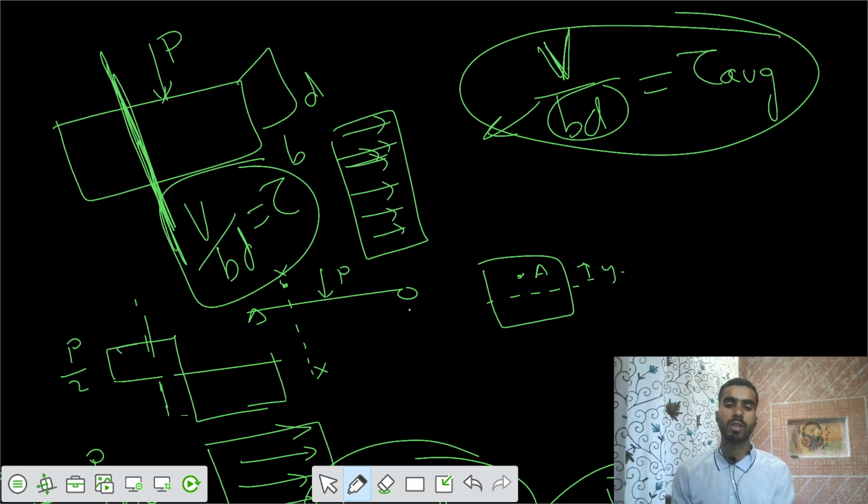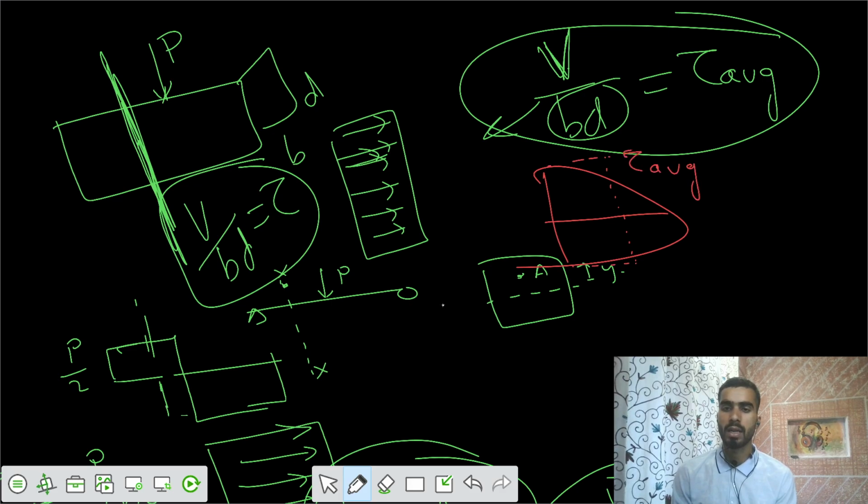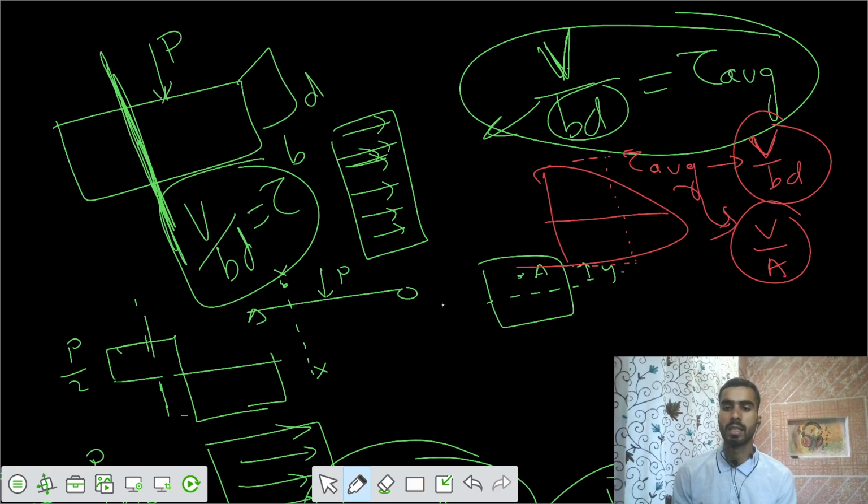Shear stress is constant throughout the depth of the cross section. But the actual variation is not the same. So there would be some value of shear stress, which we can call tau average. That's the notation to represent V by BD, shear by area. That's tau average. So let's take that now.